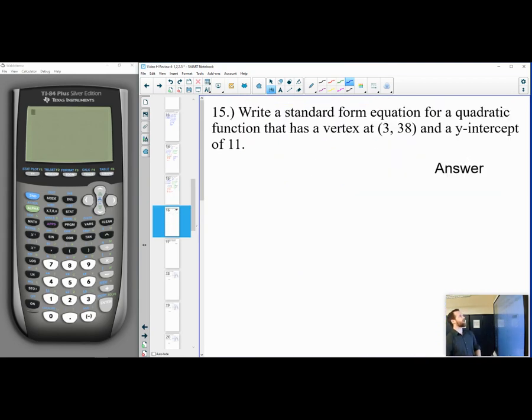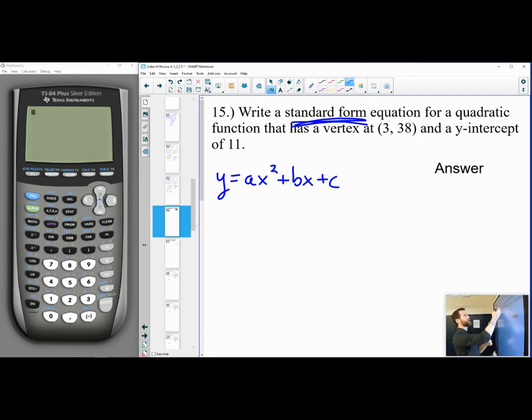Number 15. Write a standard form equation for a quadratic function that has a vertex of (3, 38) and a y-intercept of 11. So this is another problem where we have to write an equation, but here they're specifying it must be in standard form. So I'm going to write standard form: y equals ax squared plus bx plus c. Now we need to find three numbers before we can write our answer. We need to find a, b, and c.